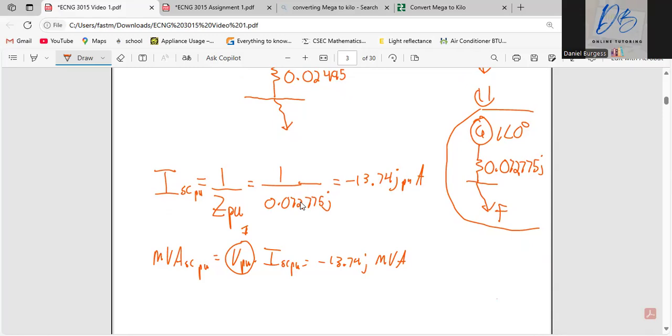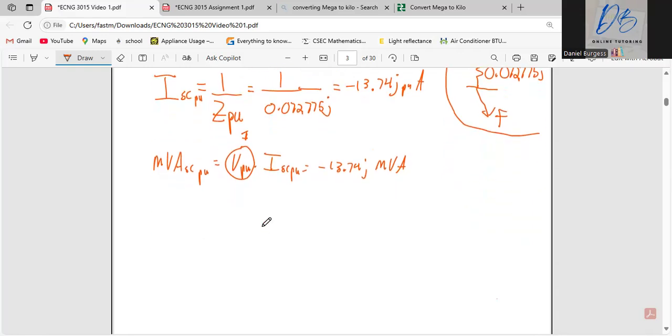And then now if you want the actual, because this is per unit, if you wanted the actual ones, to get the actual you just multiply it by the base. So I actual is just equal to I short circuit per unit multiplied by the I base. So I short circuit that was negative 13.74 and the I base was 0.836, and you'll end up with 11.5.